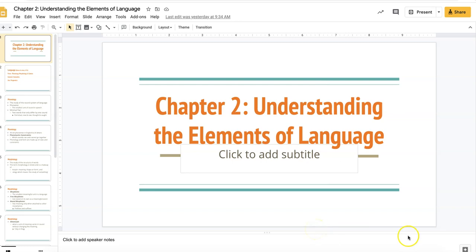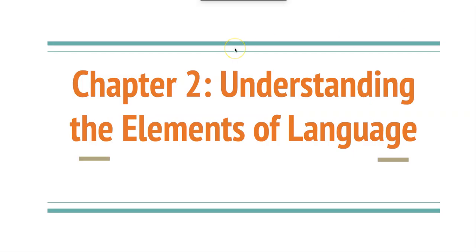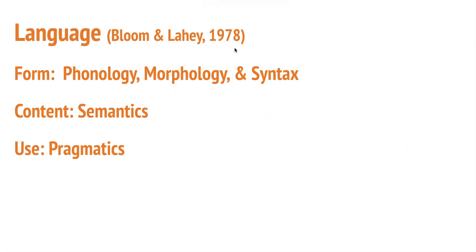All right, everybody, let's talk about Chapter 2, Understanding the Elements of Language. For a really long time, we talked about language just in five domains: phonology, morphology, syntax, semantics, and pragmatics. Bloom and Lahey in 78 came up with this, but it's only maybe the last 10 or 20 years that we've broken things down into form, content, and use pretty widely as a field, I think.